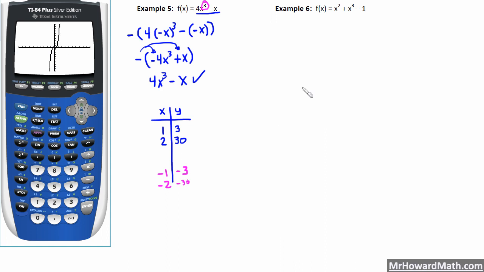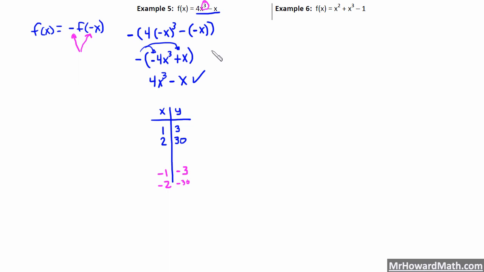Okay, next, let's look at example 6. We're asked to find whether this is odd, even, or neither. I do need to go back over here and say that we found that example 5 was odd. That's really our final answer. I didn't do that before.